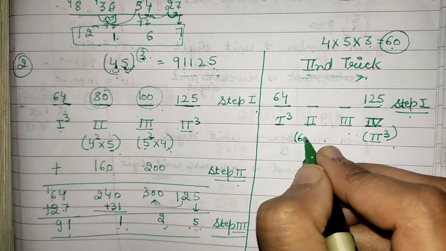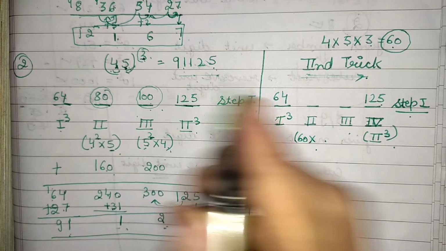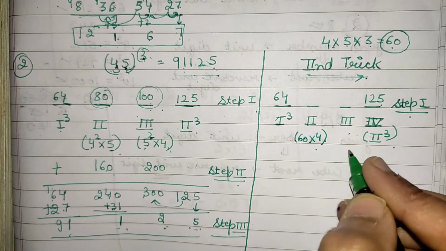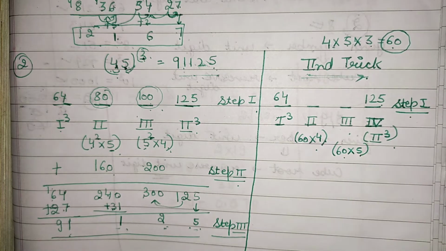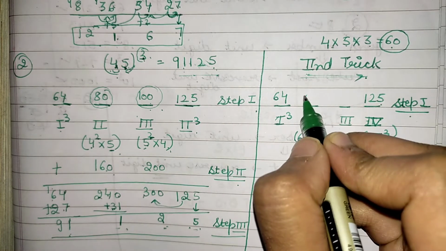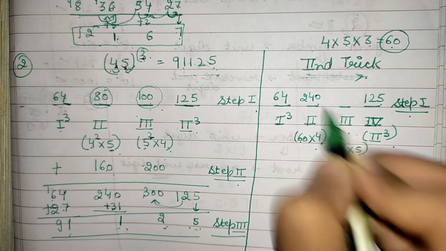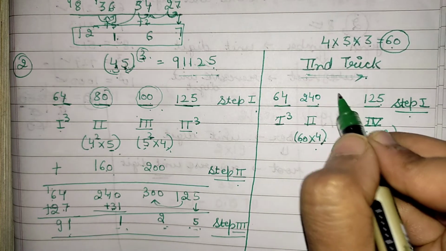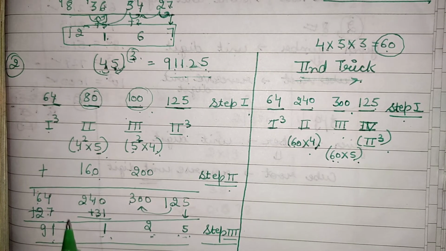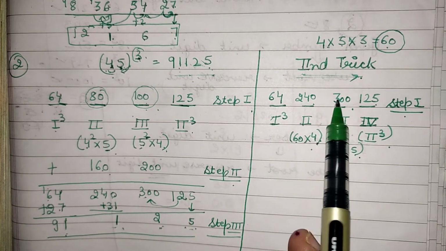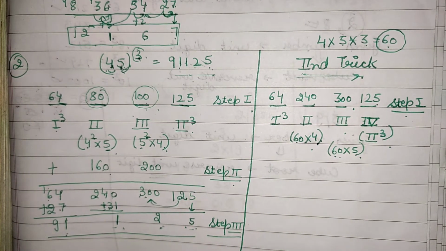Whatever number I get, I have to multiply it with my first digit, and then multiply it with my second digit. So 60 into 4 will give me 240, and 60 into 5 will give me directly 300. So see, this is the simplified version of my first trick.